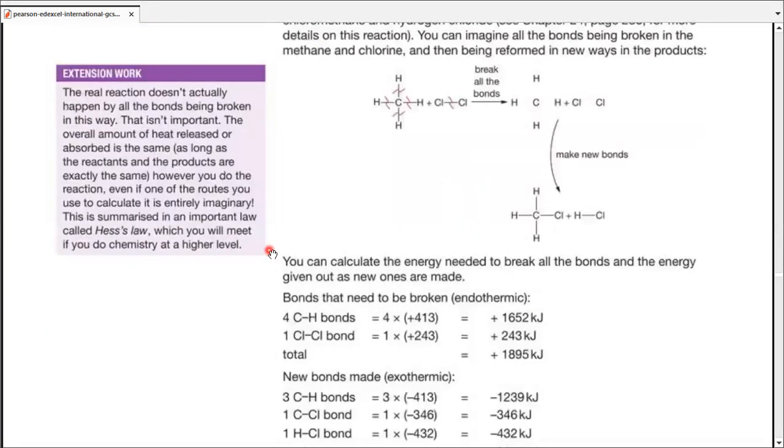One very important extension work part: the real reaction doesn't actually happen by all the bonds broken in this way. That isn't important. The overall amount of heat released or absorbed is the same as long as the reactants and products are exactly the same. However you do the reaction, even the routes you used to calculate, it is entirely imaginary. This is summarized in an important law we call Hess's law, which you are going to discuss at A levels. Hess's law is not discussed at this level.